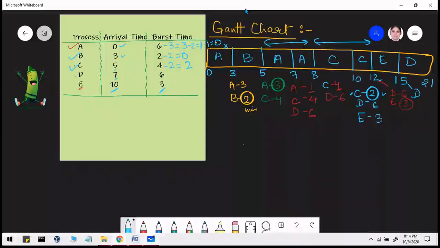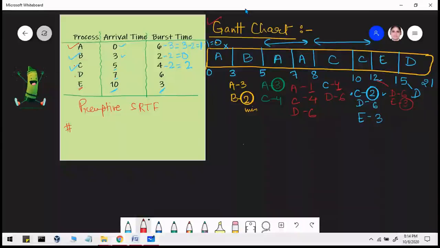Now, what is asked in the question? The question being asked in this GATE question is, we have applied preemptive SRTF on this. We can study it from this Gantt chart.